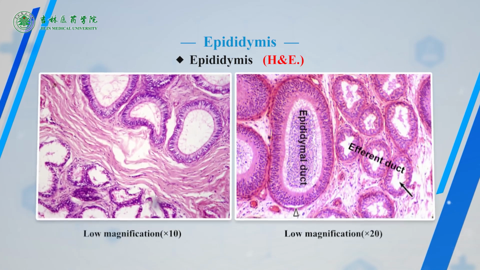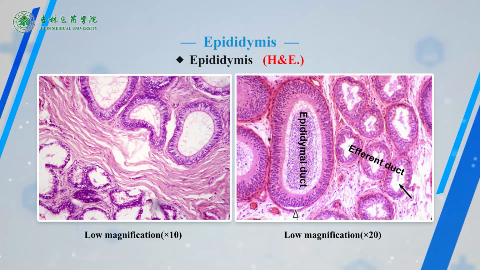The fourth slide, epididymis, obtained from a section of epididymis, HE staining. The specimen comprises numerous tubules. There is a capsule of connective tissue covering the epididymis. Its parenchyma is composed of two types of tubules, which are the ductuli efferentes and the duct of the epididymis.